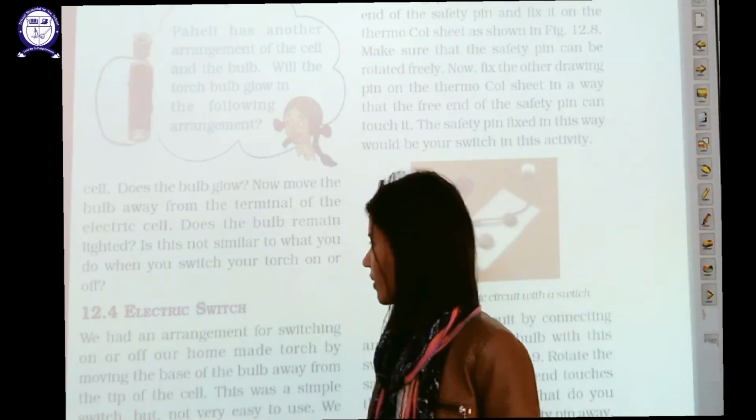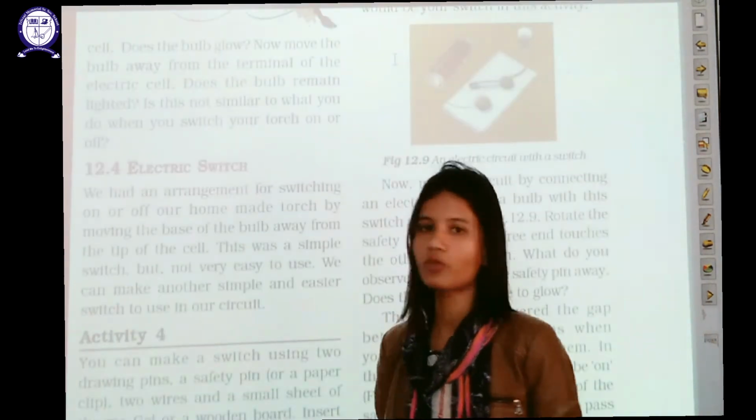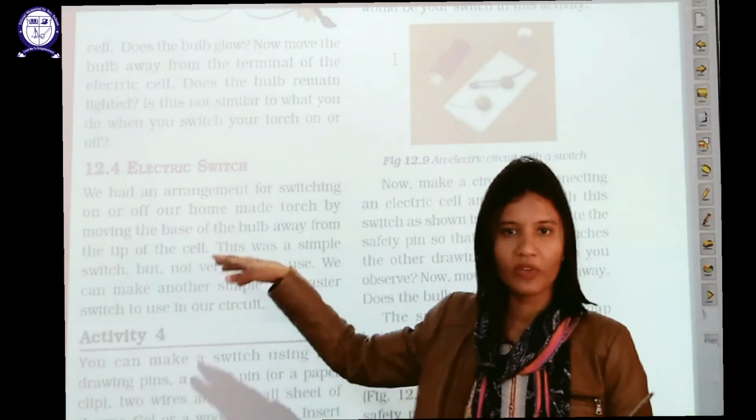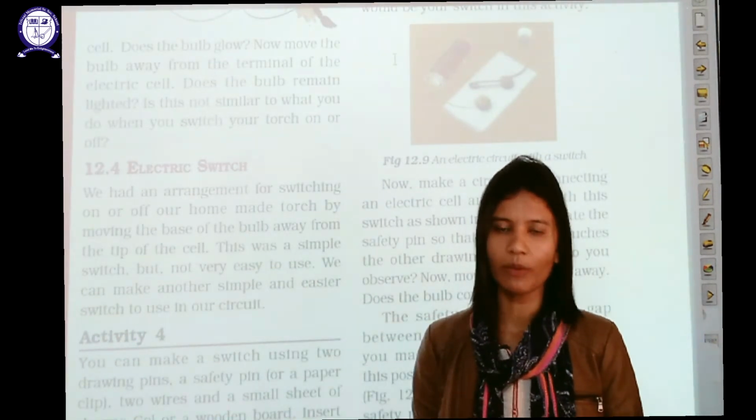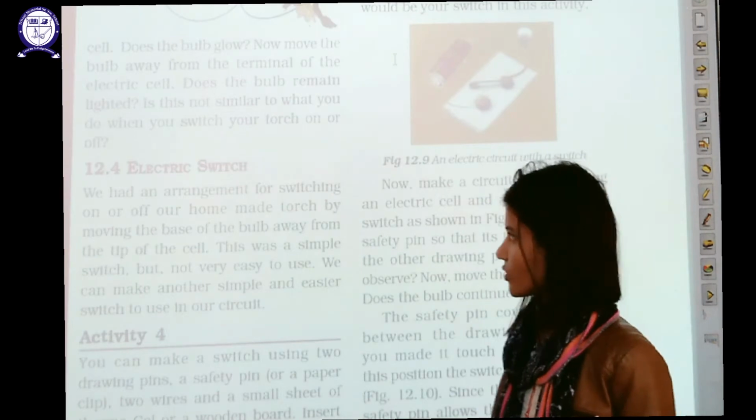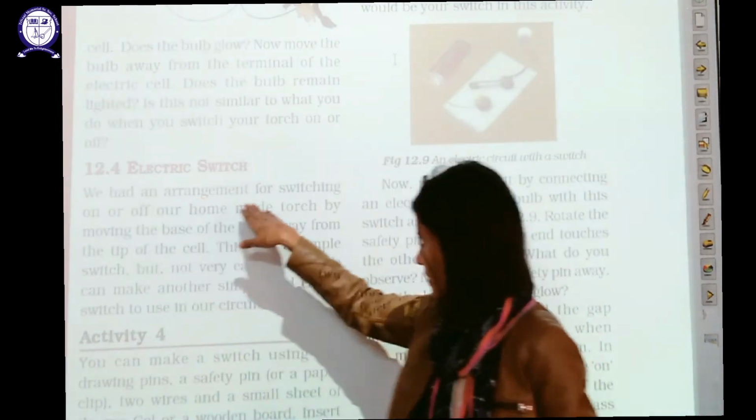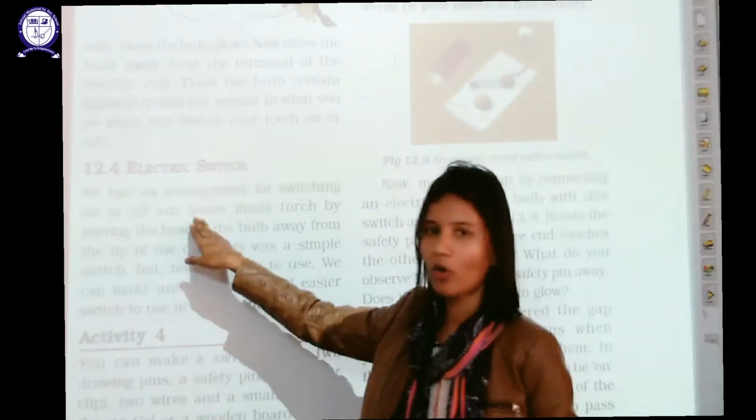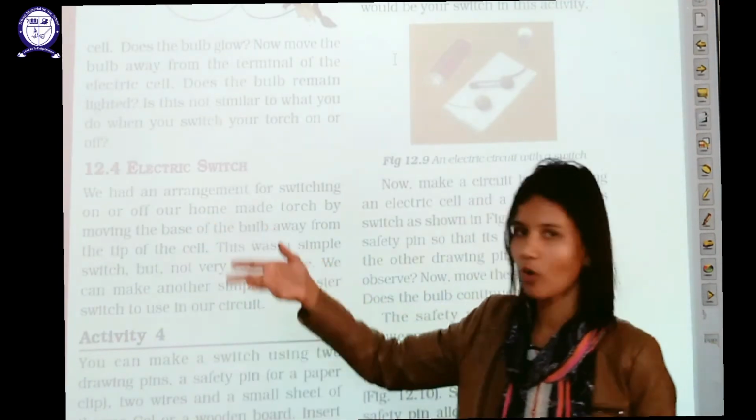Okay. Now let us study what a switch is. Why is this switch required? We saw previously that the circuit will be completed even without a switch. So what is the need of this electric switch? Let us see. We have an arrangement for switching on and off at our home. You know that switches are there in our home circuit.